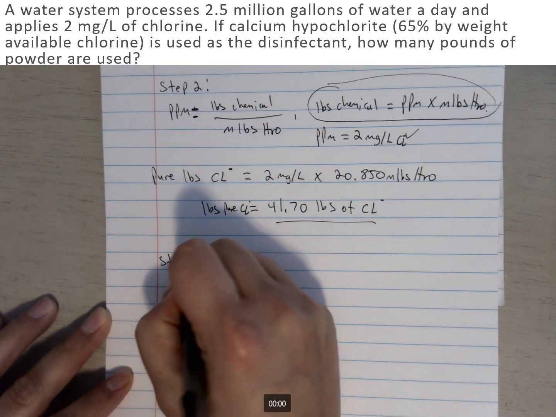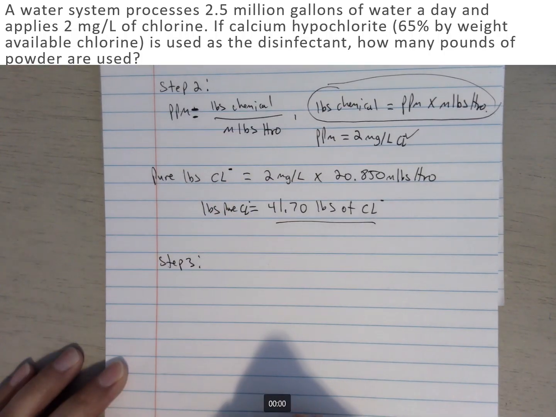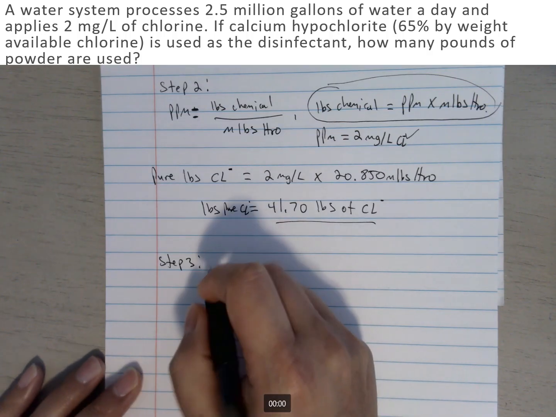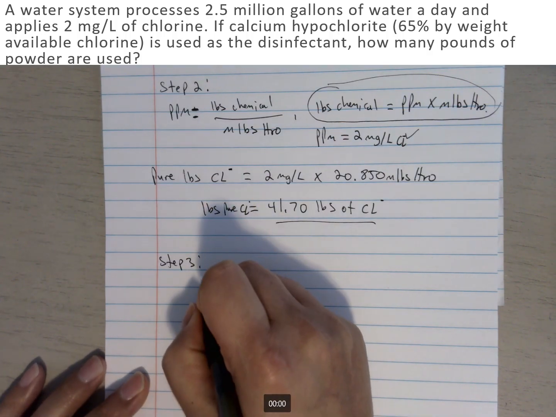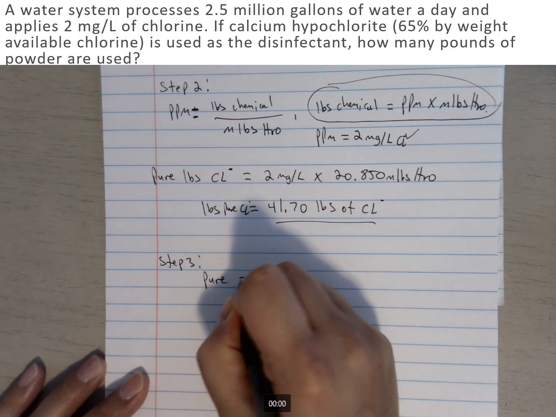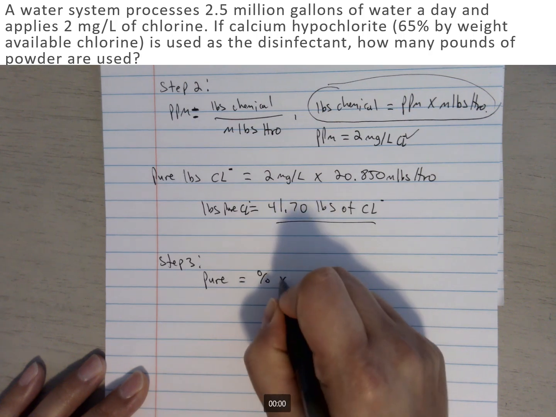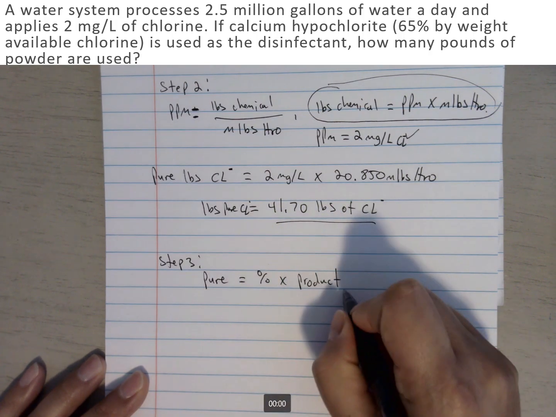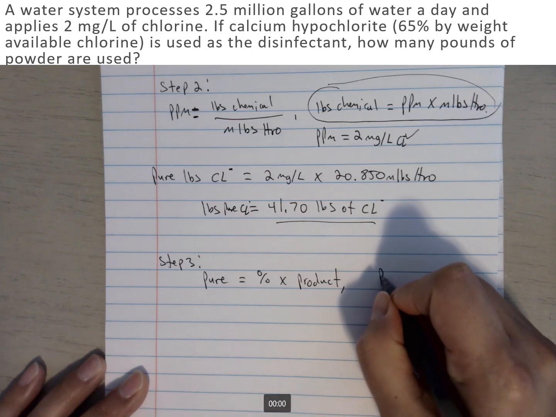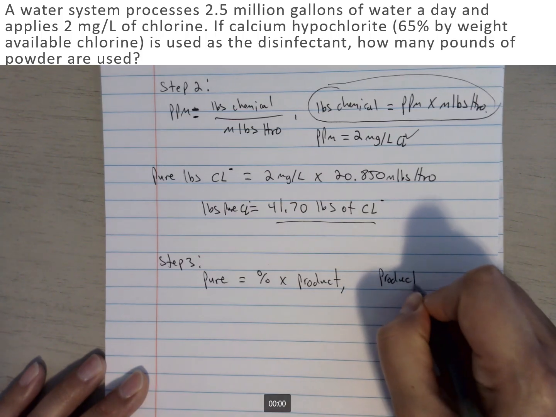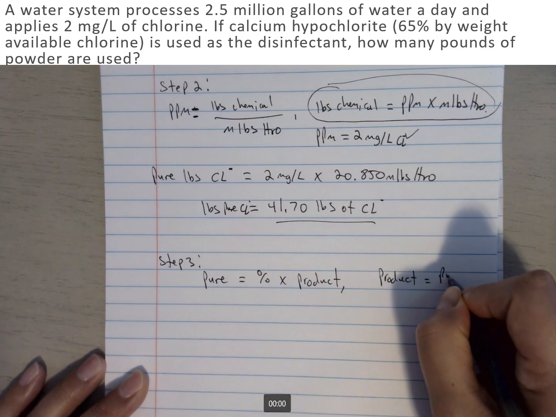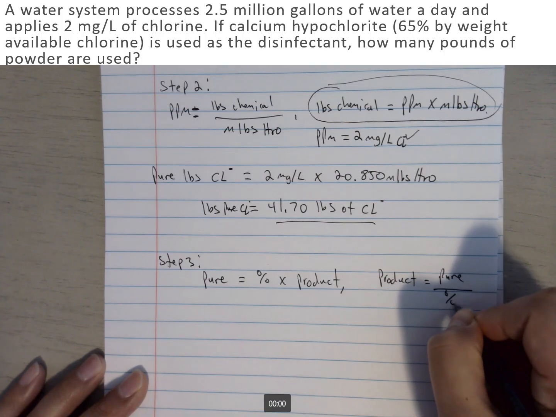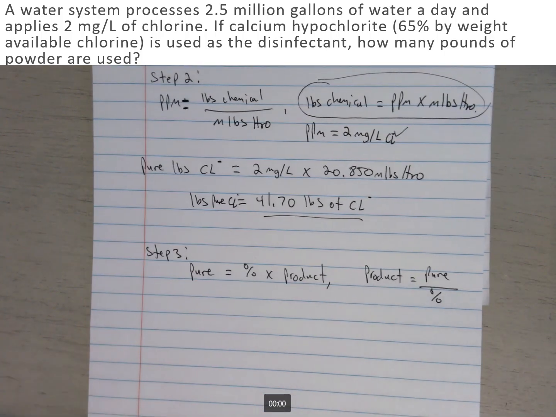So, step 3. We have our two equations. Pure is equal to your percent multiplied by your product, and product is equal to your pure divided by your percent.